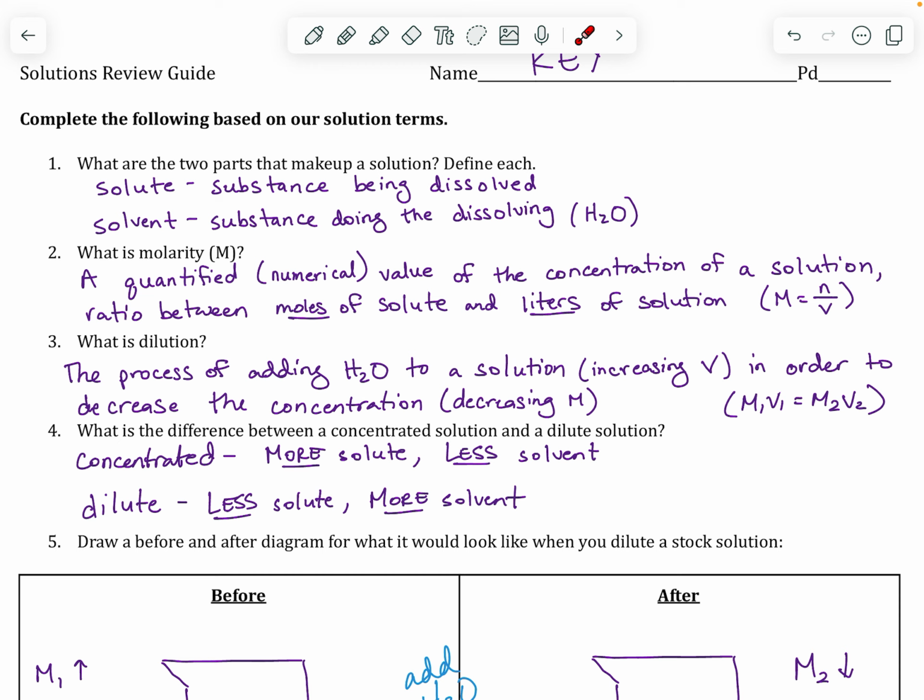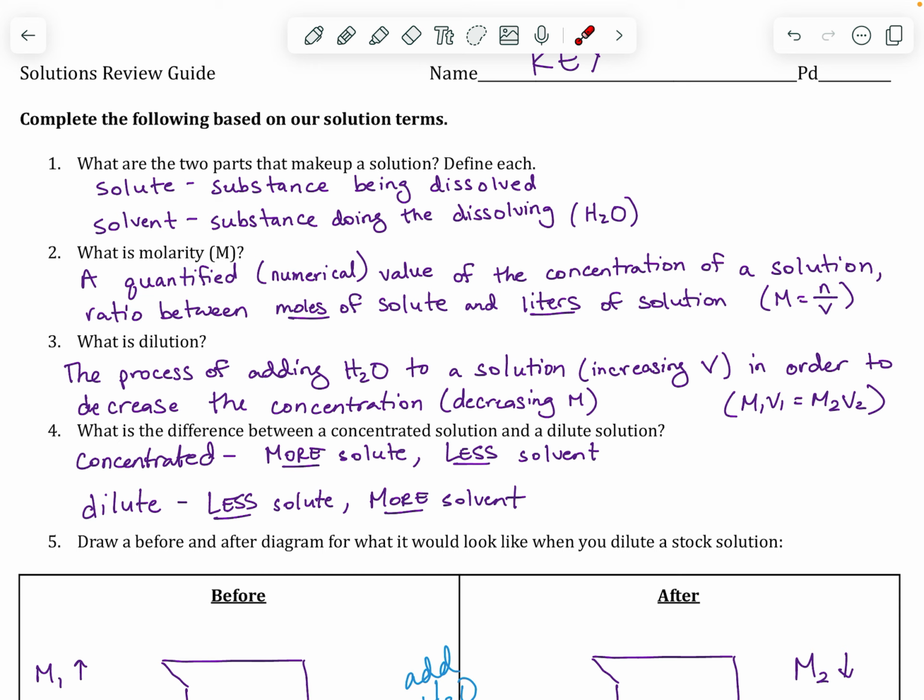So in terms of the two parts that make up a solution, of course, that is the solute, which is what's being dissolved. Primarily, we use solids there. And the solvent, which is what does the dissolving. In this case, we primarily use water as our primary solvent.